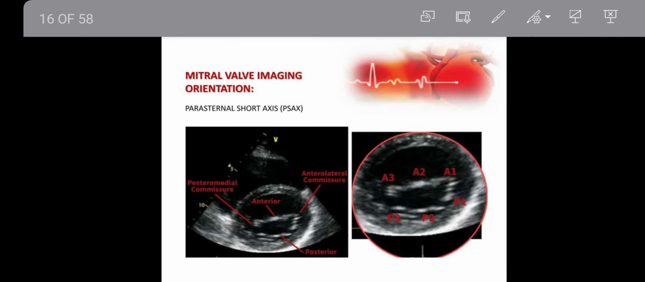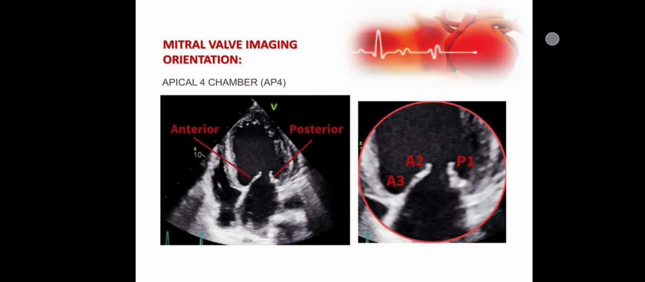This is the posteromedial commissure and this is the anterolateral commissure. And then in the apical 4-chamber view, look, this is the anterior mitral leaflet and this is the posterior mitral leaflet. In the anterior mitral leaflet, we can see A3. A3 is the medial one, A2 the central one, and P1. Understood? In the apical 4-chamber view, we can see the three leaflets, A3, A2 and P1.